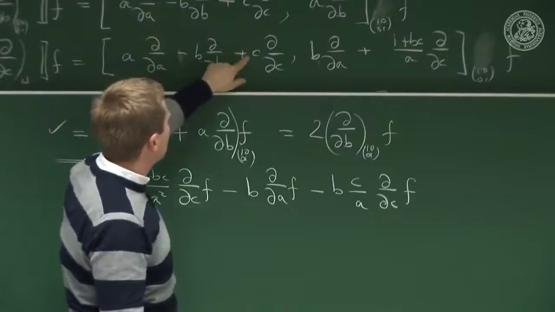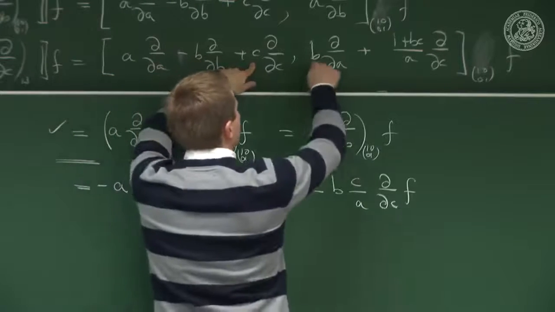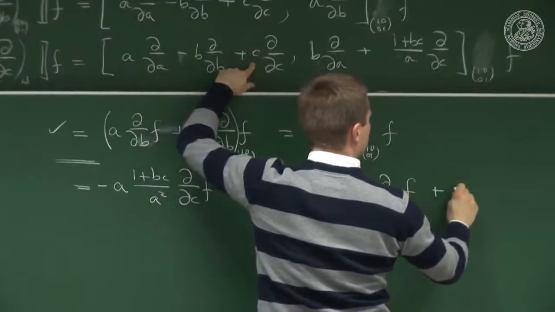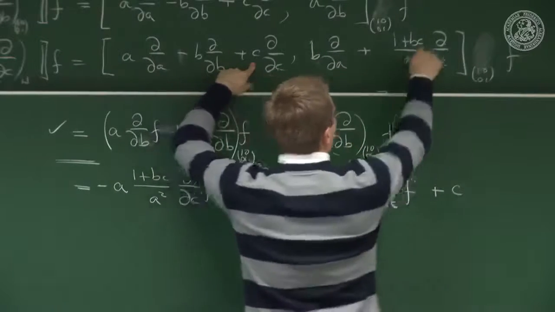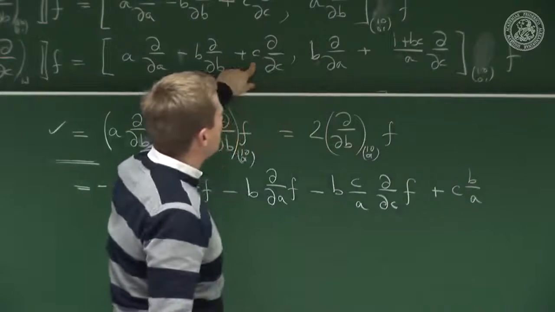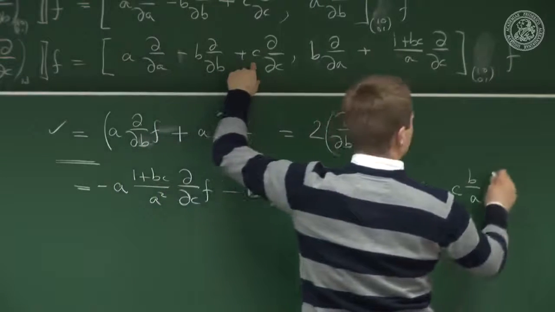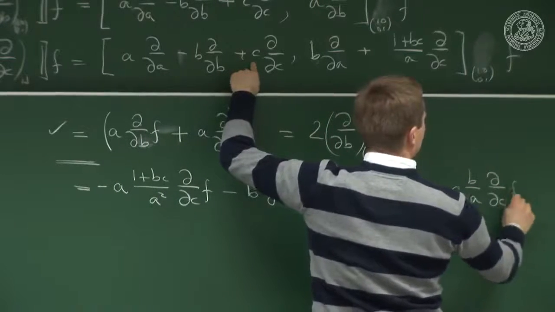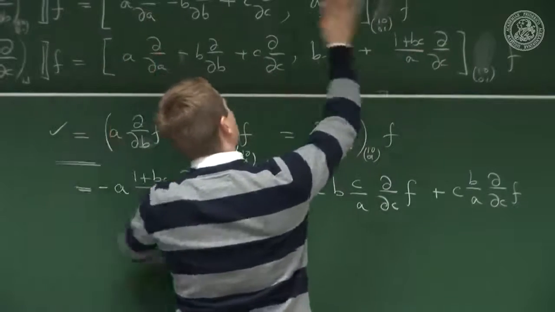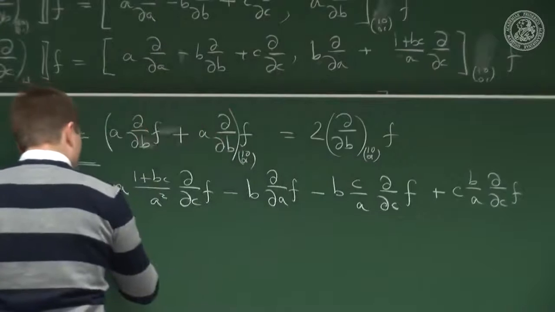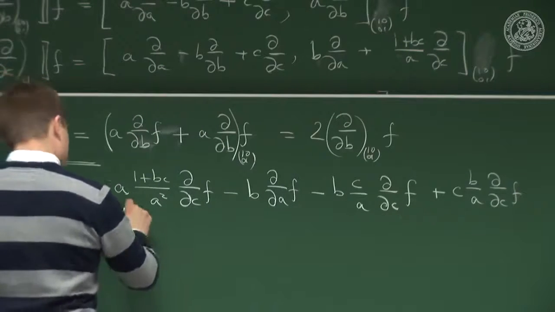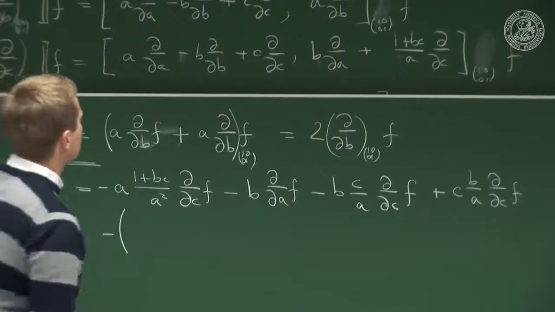Okay. Now, next term. This one acts on everything that has a c in the factor. This one doesn't, but this one does. It's plus c times. C is b over a. B over a. And the derivative that remains is d by dc on f. Okay, so that's the first part of the bracket. Now we have to have a minus sign and do the second part. So maybe to be safe, we open a bracket here and keep the signs that are there.